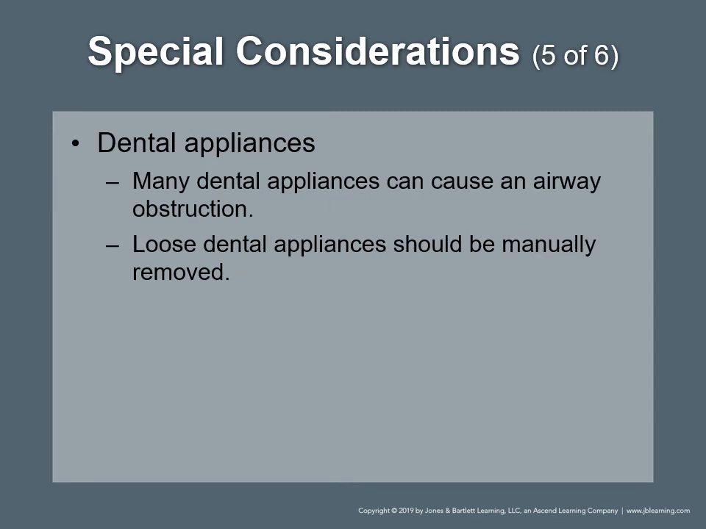Dental appliances. Many dental appliances can cause an airway obstruction. Loose dental appliances should be manually removed before providing ventilation. Providing bag mask device or mouth-to-mask ventilation is usually much easier when dentures can be left in place. Periodically reassess the patient's airway to make sure the devices are firmly in place.